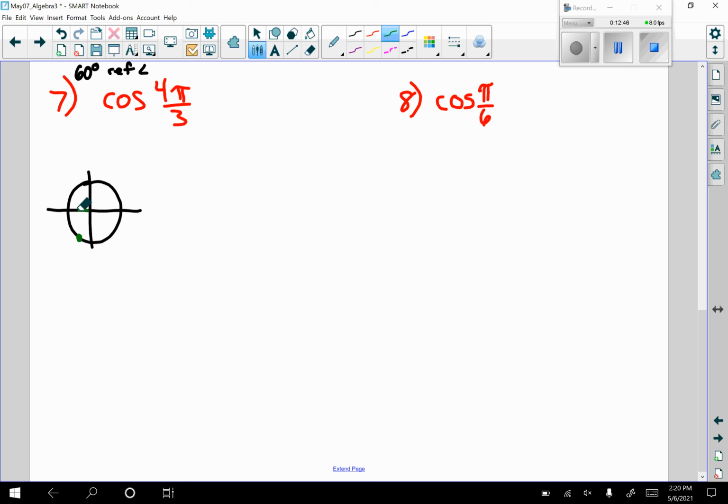So here we're going over the short leg, down the long leg. These are both negative, so we get a negative 1/2, negative radical 3 over 2. Cosine is the first number, so this means this is equal to a negative 1/2.